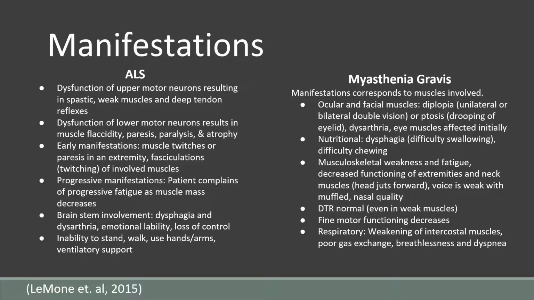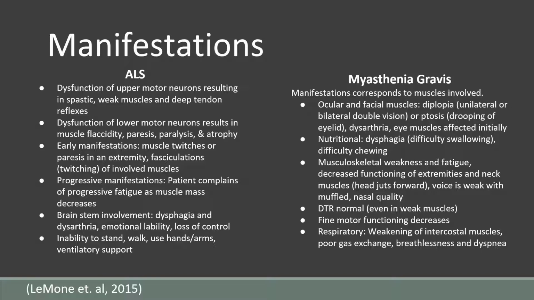Manifestations from brainstem involvement include dysphagia, dysarthria, emotional lability, loss of control. Additionally, as the disease progresses, you'll lose the ability to stand, walk, use your hands or arms, and you will require ventilation support.